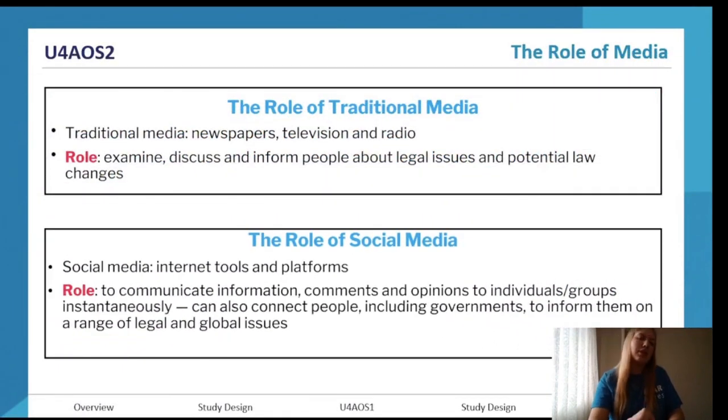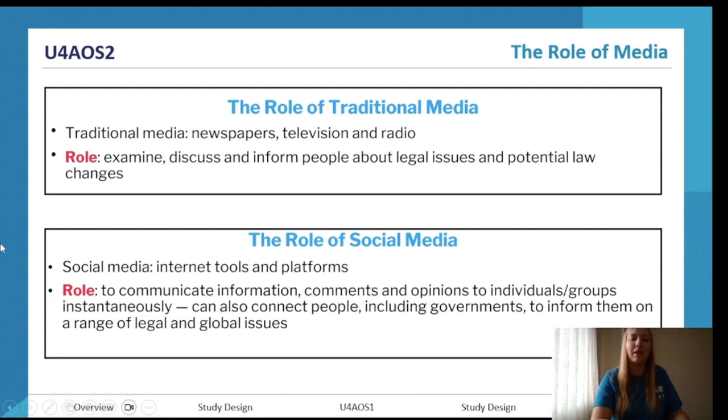So, lastly, you need to know about the role of the media, and this is broken down into traditional and social media. Traditional media include outlets like newspapers, TV, and radio, things that have been around for a long time. These can be used to spread political information, examine, discuss, and inform people about legal issues and also law changes. This is the mode of media that reaches the most people, and reaches even very young and very old populations, particularly television.